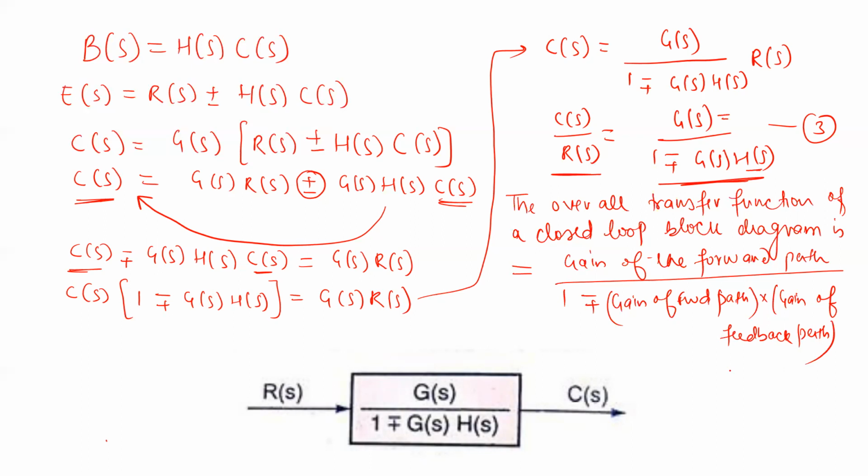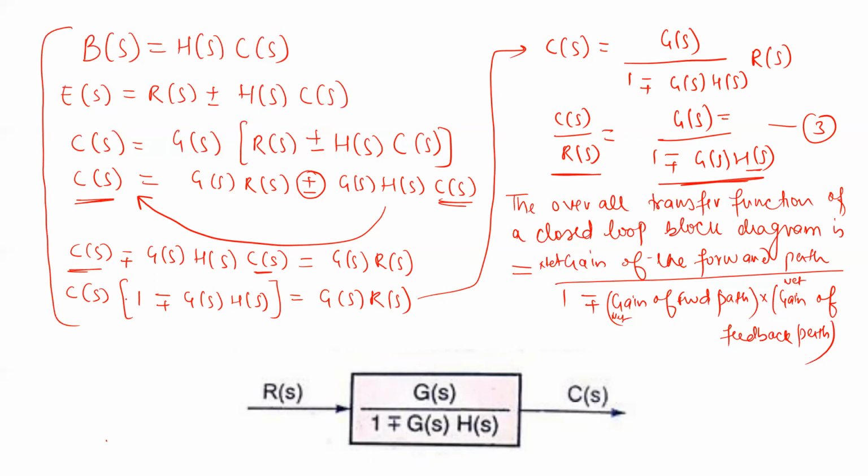So you can simply find out the net gain, or rather we should write net gain: the net gain of the forward path and the net gain of the feedback path. Put the values here, and you will get the overall transfer function. You don't have to reduce or simplify in this way in that case.